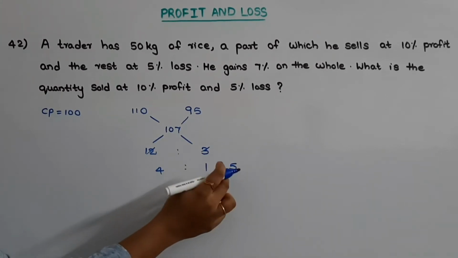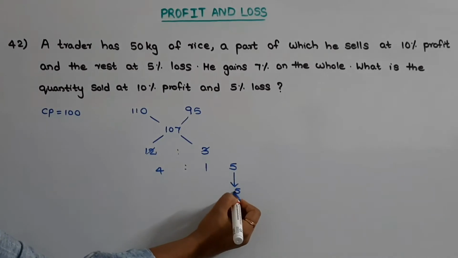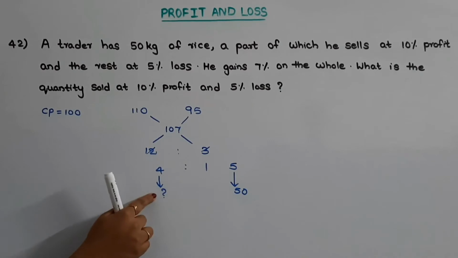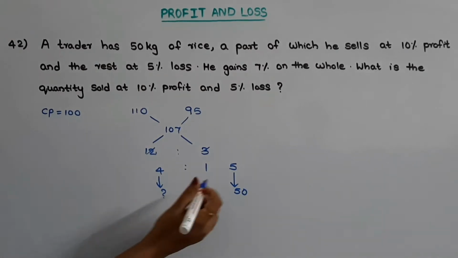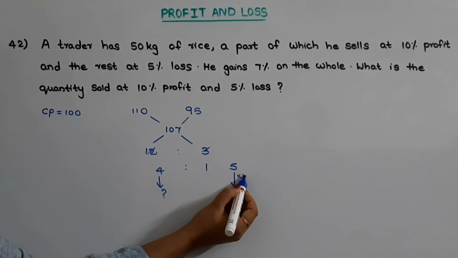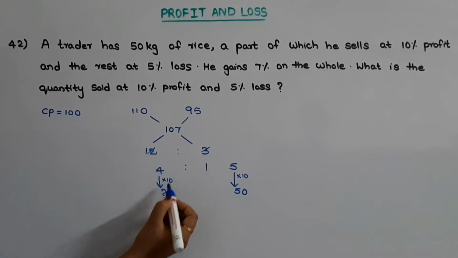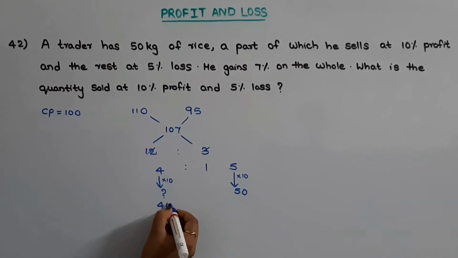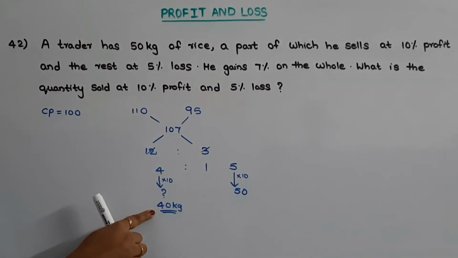So we can represent this 5 as this 50. If we represent this 5 as 50, what will be the value of 4? On finding this answer, we will get the quantity of the rice sold at 10% profit. Here this 5 into 10 is 50, so here also if you multiply this 4 by 10, you will get this answer. So 4 into 10 is 40. So the quantity sold at 10% profit will be 40 kg.